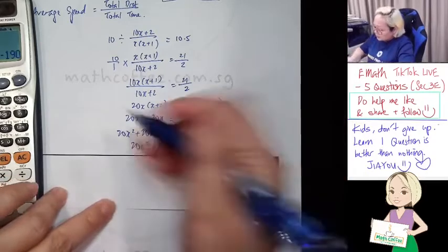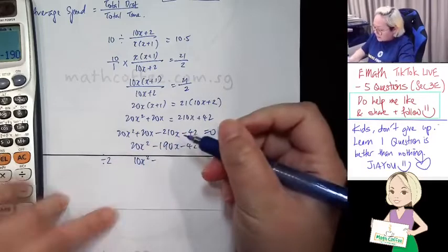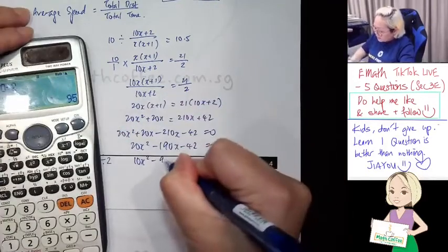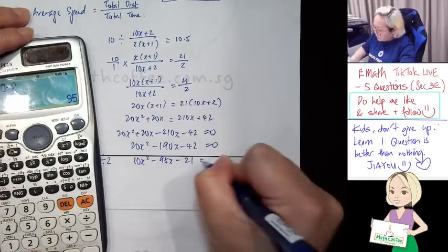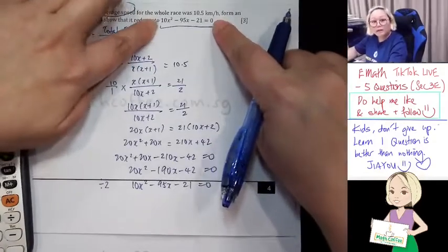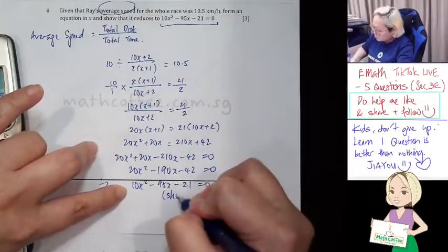Okay, so divide by 2. So it becomes 10x squared minus 95x minus 21 equals to 0. Then compare. Ta-da! Yeah, exactly the same. And happily you write shown.